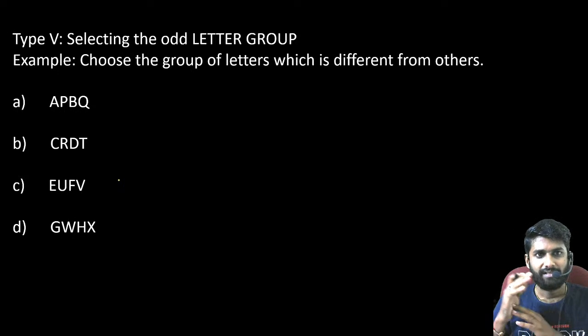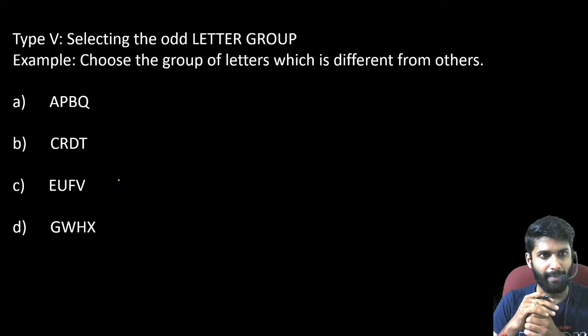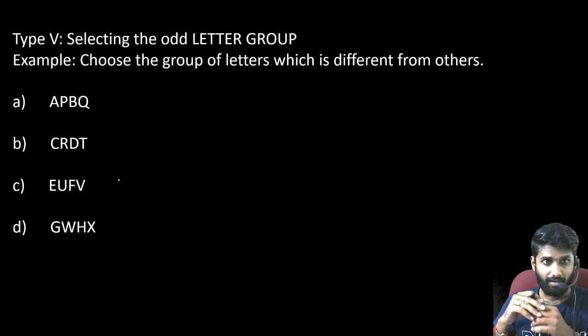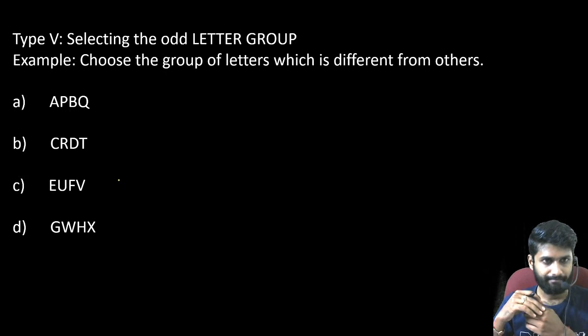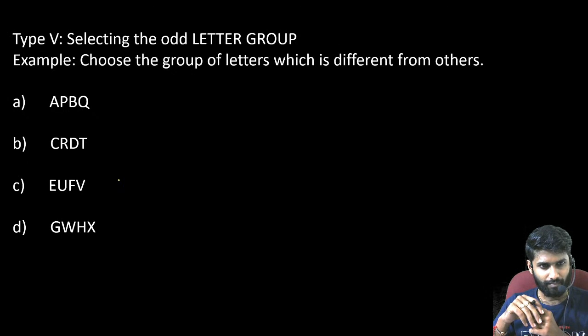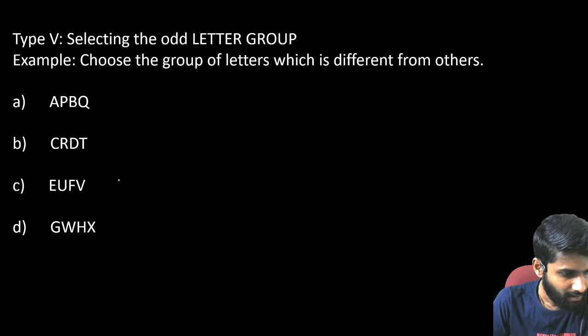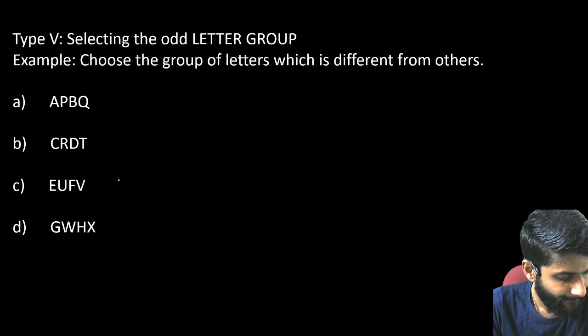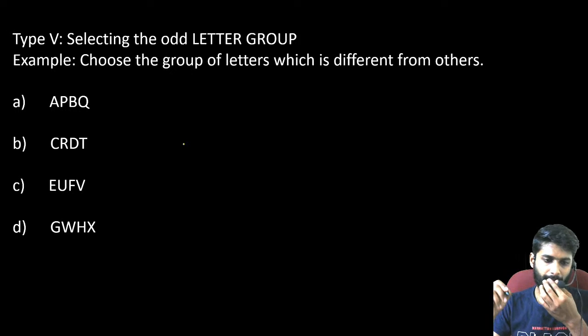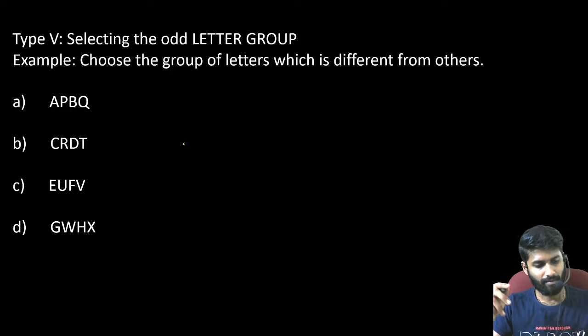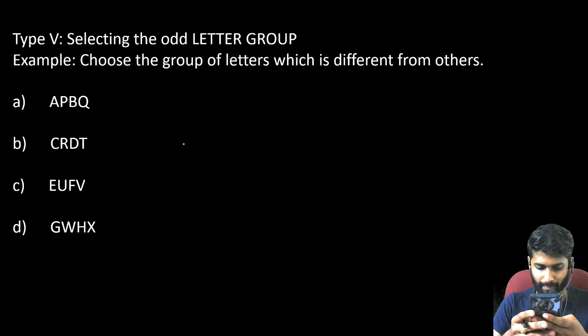Next. Selecting the odd letter in the group. A, B, P, Q, C, R, D, T, E, U, F, V, G, W, H, X. What is the wrong one? So this is the fifth model of question. Odd one out. Choose the group of letters which is different from the rest. What is the wrong pair? Find the wrong pair.